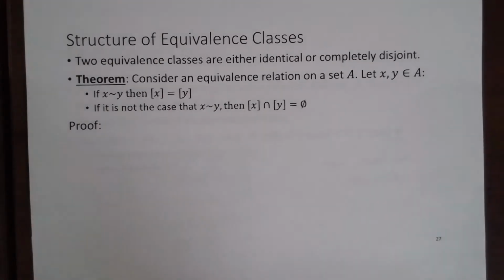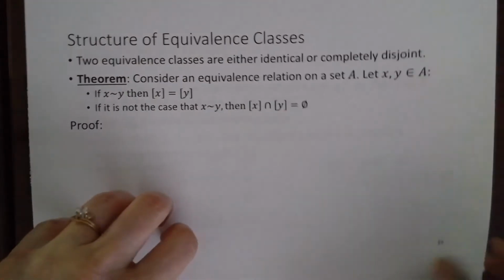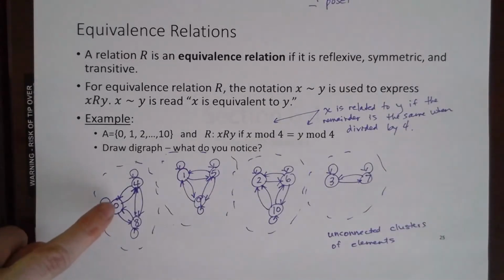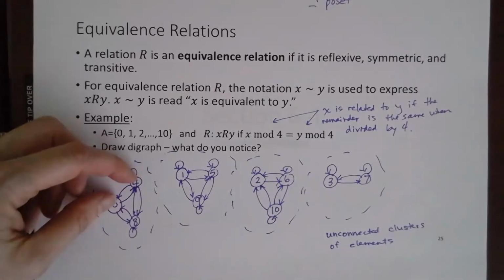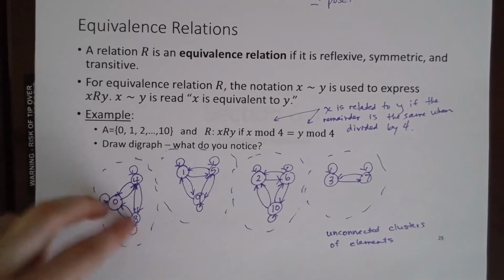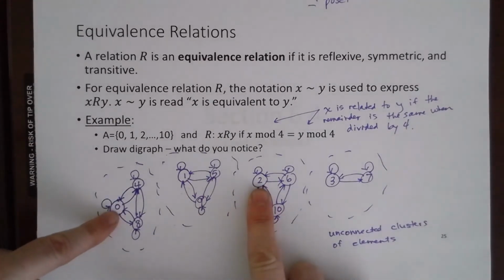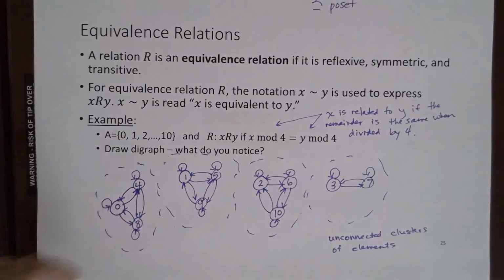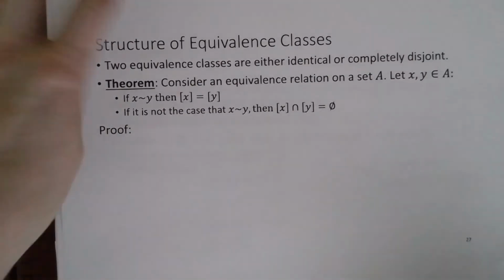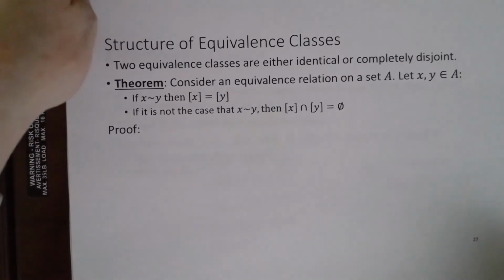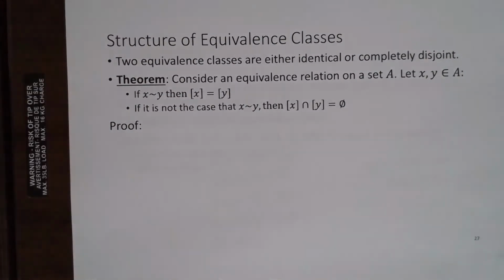So two equivalence classes are either identical, they're exactly the same thing, or they're completely disjoint. And we've already seen that on an example. Here we've seen that the equivalence classes for 0 and 4 are completely identical. The equivalence classes for 0 and 8 are completely identical. So these are either all completely identical, or if I pick something else, they're going to be completely disjoint. There's no overlap whatsoever. This is just one example, but the theorem tells us that this always happens. It doesn't have to be just like the mod operator. No matter what equivalence relation we look at, this is always going to happen.